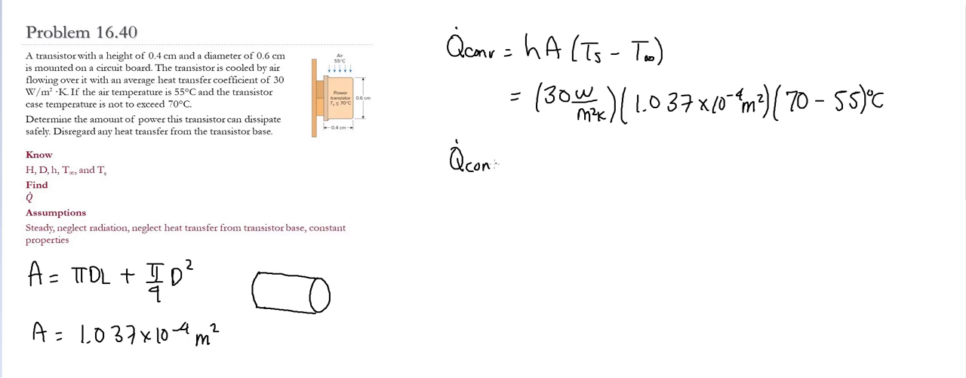And we find that the amount of heat lost by convection is equal to 0.047 watts. Since this is the amount of heat lost by convection, that is the maximum amount of heat that could be dissipated or created by the transistor in order for it to operate safely.